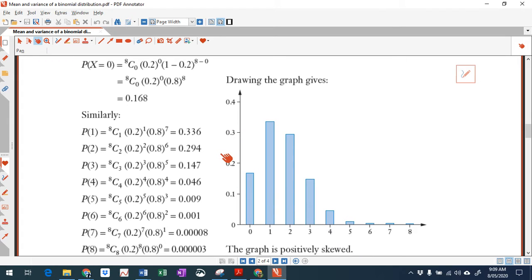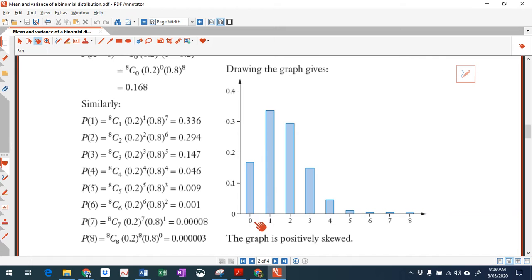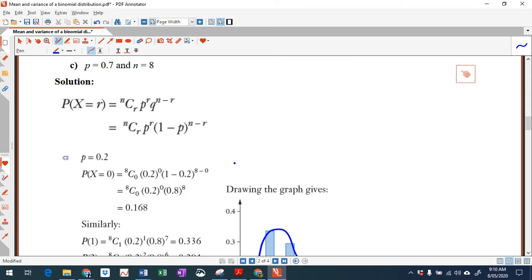Probability is on the vertical axis and the random variable on the horizontal axis. You can see here the graph is positively skewed. If we were to draw that as a smooth curve, doing my best with the graphics tablet, here we go, and then down. You can see here that the tail goes off towards the right, towards the positive end, if you like. So it's positively skewed.